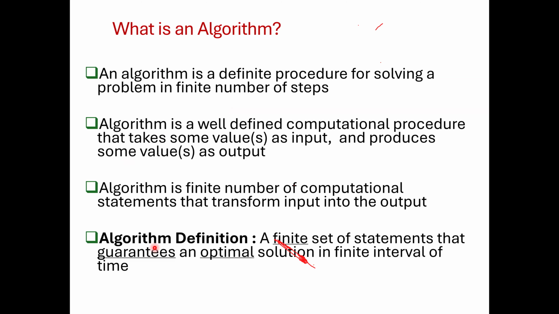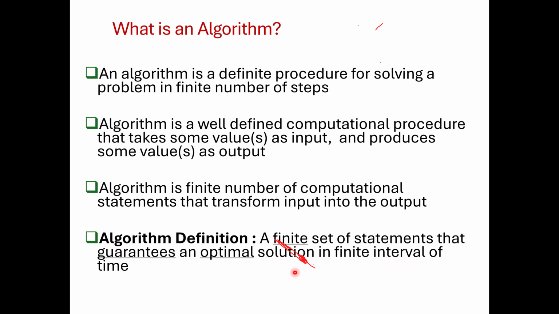And so, because of that, the last definition here speaks more to what we are doing in this course. It says an algorithm is a finite set of statements that guarantees an optimal solution. It must be solved in a finite interval of time. But the part that I want us to focus on is the part that says guarantees what? An optimal solution. Now, what do we mean by that?